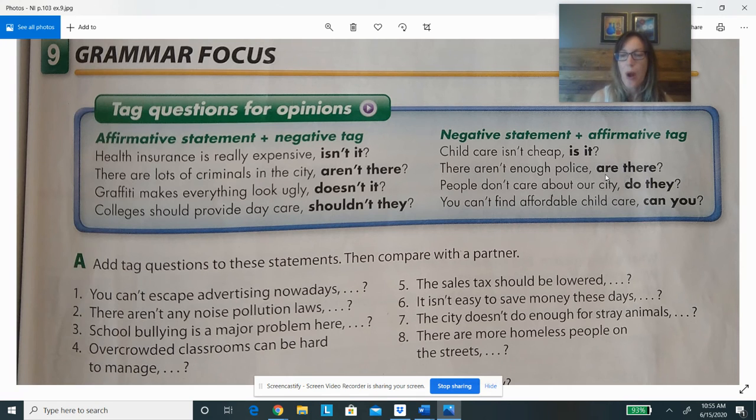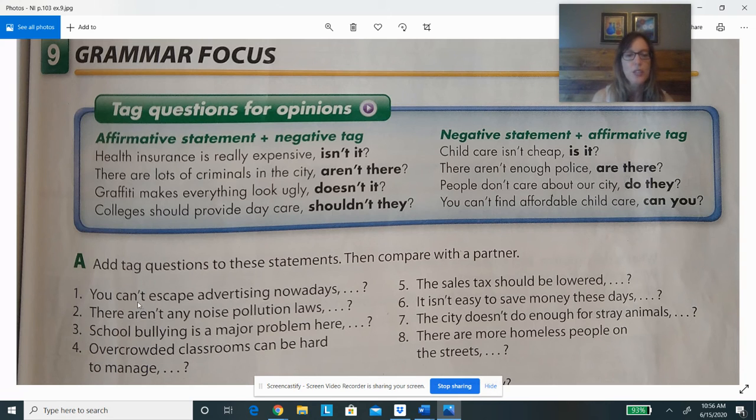Aren't became are. People don't care about our city, do they? All right, here we have don't care. We don't want to look at the main verb. We want to look at the helping verb. We're going to use that. Make it the opposite. Don't becomes do. And finally, you can't find affordable childcare, can you? Remember, if you have a modal, use the modal in the tag. Make it the opposite.